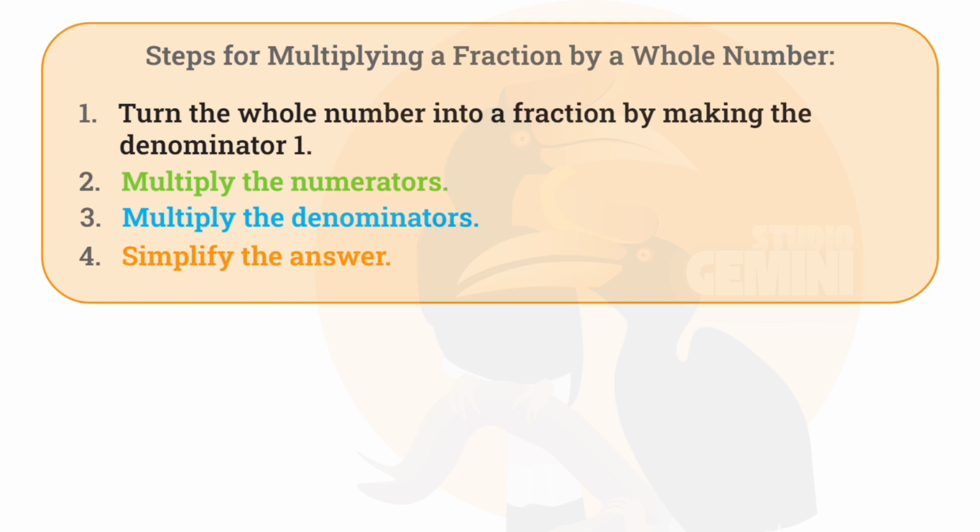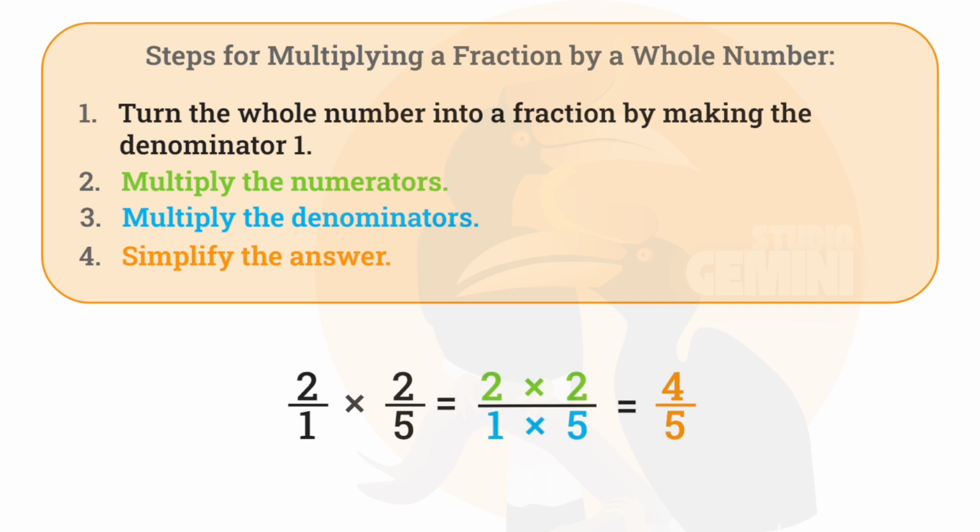Here's an example, 2 times 2/5. To write a whole number as a fraction, just place it over 1. This works because the fraction 2 over 1 is the same as 2 wholes. Now multiply 2 over 1 times 2/5. 2 times 2 equals 4, and 1 times 5 equals 5. 4/5 is the answer, and it's already in simplest form.